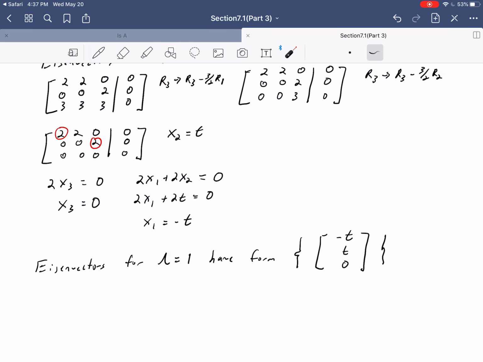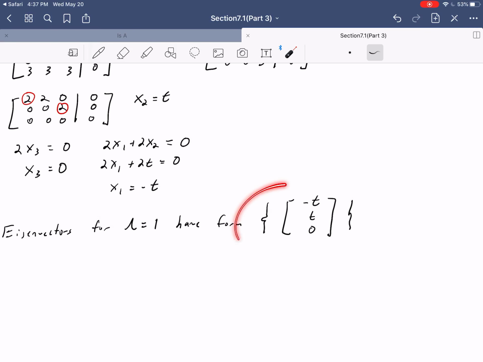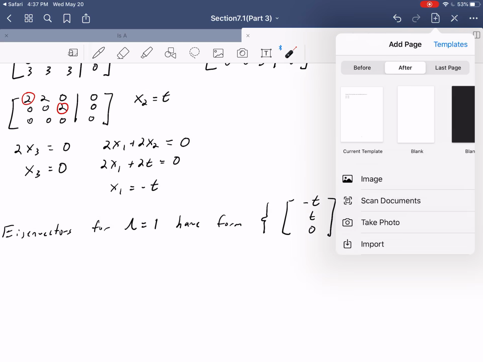In this case, if we look back, we had lambda equals 1, but it showed up as a root twice. However, when we went to get the eigenvectors for lambda equals 1, we still only found one free parameter. So we only had one free parameter, but we had multiplicity 2. That means, when we get to this terminology in 7.2, that lambda equals 1 would be an example of a defective eigenvalue. Let's see about lambda equals 6. So we'll move on to the other eigenvalue.